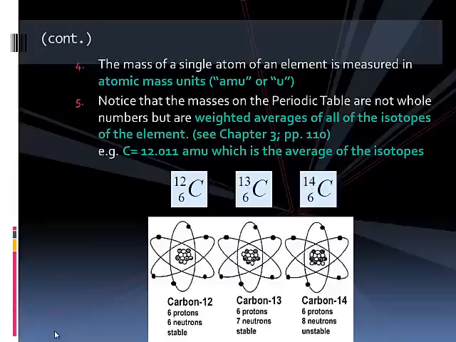What I want you to notice about the masses on the periodic table, as we've already talked about, is that they're not nice whole round numbers. And that's because, as we've already discussed, they are weighted averages of all the isotopes of the elements. So carbon, although we look at one specific isotope of carbon, carbon-12, and it has a mass of 12.0 exactly, carbon as an average of all isotopes of carbon has a mass of 12.01 AMU, the average of all the isotopes.